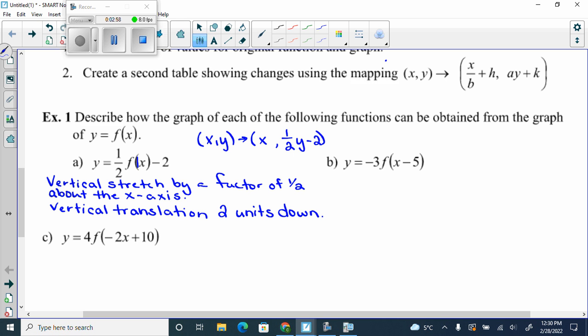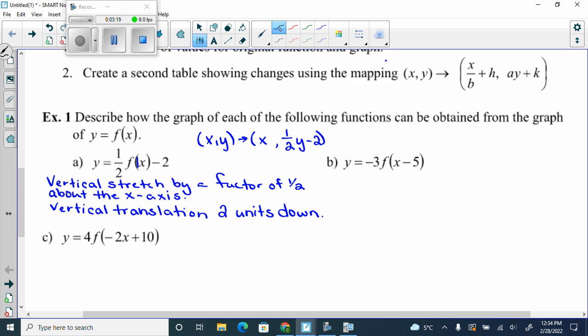Okay, I want you to try B and C. What's the catch with C? There's a -2 in front of the x. You need to take it out of the x and the 10. Right? Before you, so your horizontal translation's not wrong. So try both B and C out. I want words and mapping.